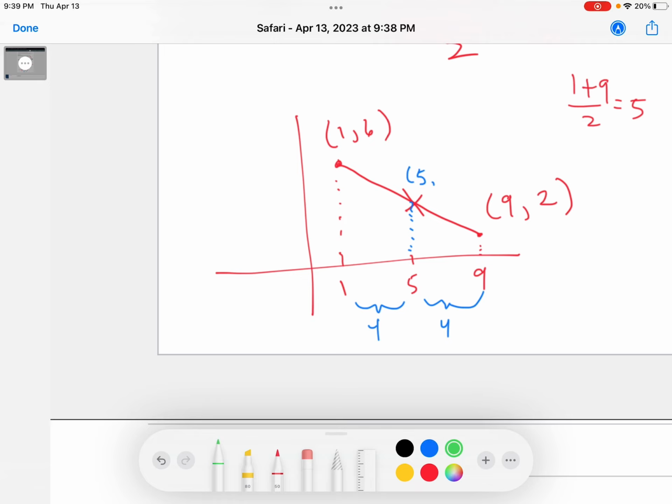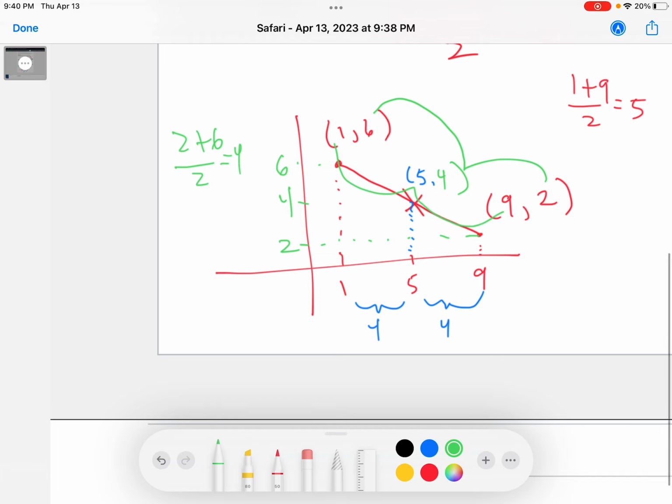Well, I can do the same thing now looking at the y values. This y value is 2. This y value is 6. So it's something between 2 and 6. 2 plus 6 is 8. Divided by 2 is 4. And 4 is right smack dab in between 2 and 6. So this point is going to be 5, 4 is what I meant to say. Okay, and that makes sense because I have 2, 4, 6, and here I have 1, 5, 9, and it's just right in the middle.